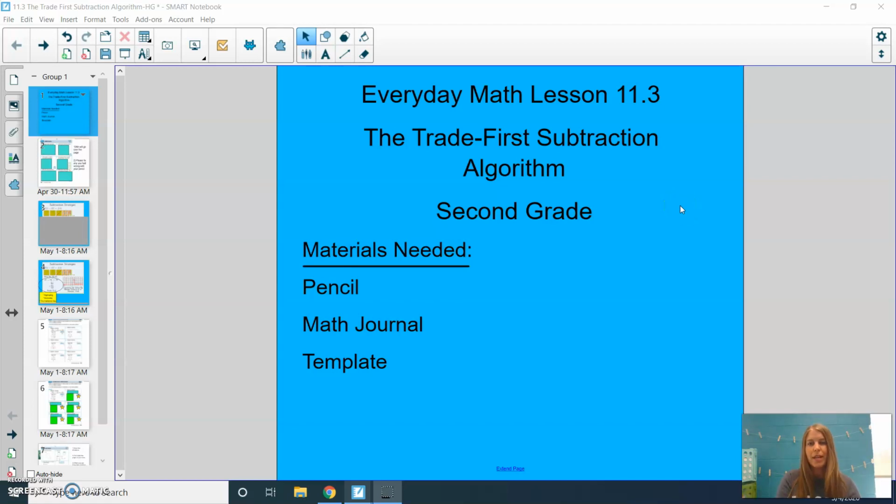Hi boys and girls, welcome to Everyday Math Lesson 11.3, the Trade First Subtraction Algorithm. The materials that you'll need: your pencil, math journal, and your template.